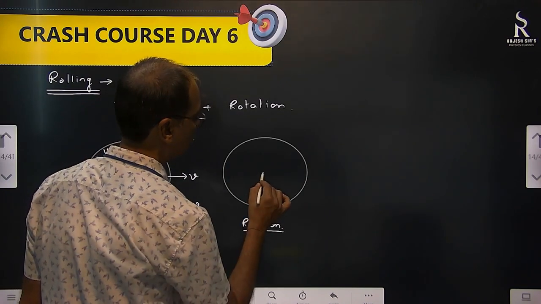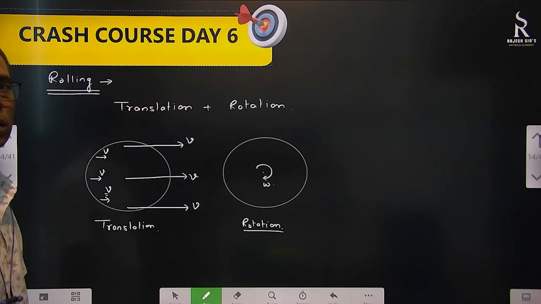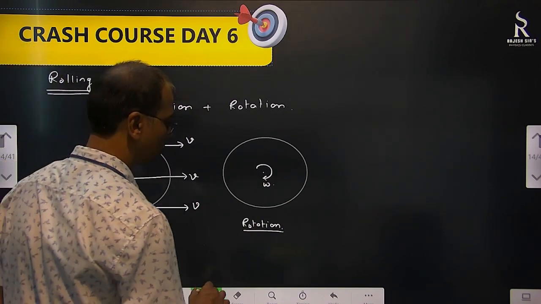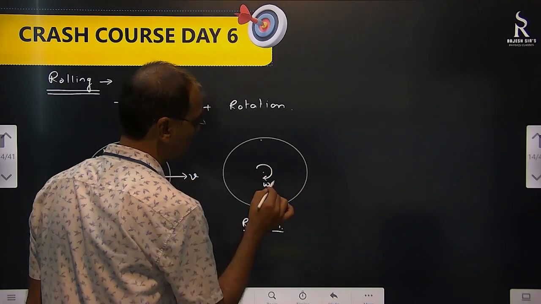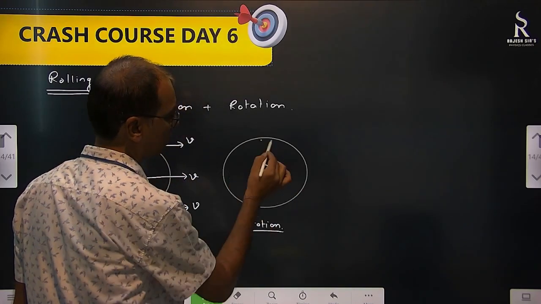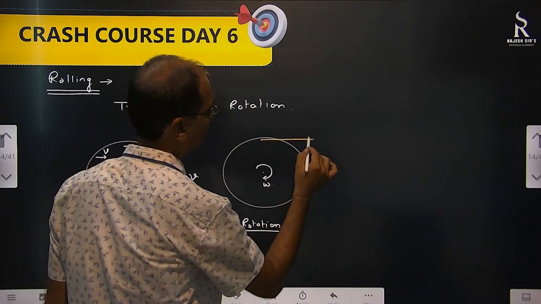What is this? This isn't pure rotation. It's omega. Okay, so what is the velocity of the topmost point here? Topmost point's velocity is r omega. Direction, you see that. Rotation is like this. So topmost point is where? Here. Like this.